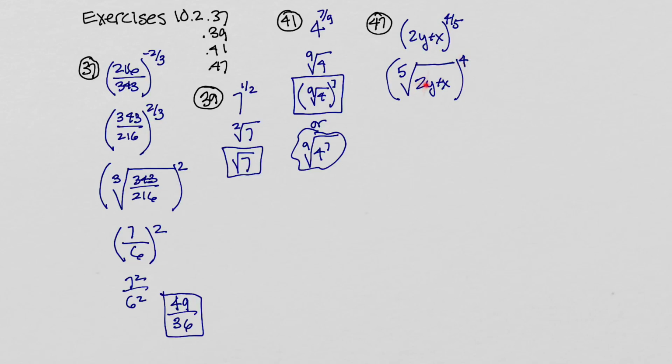But in this case, since we have letters, I think I'm more inclined to write this like this. This will be the 5th root of, and I'll need parentheses if I put it inside, 2y plus x to the 4th. And because I'm putting it inside, I need parentheses to capture it, right? All of this is to the 4th power. I think that's probably the better way to write this one.